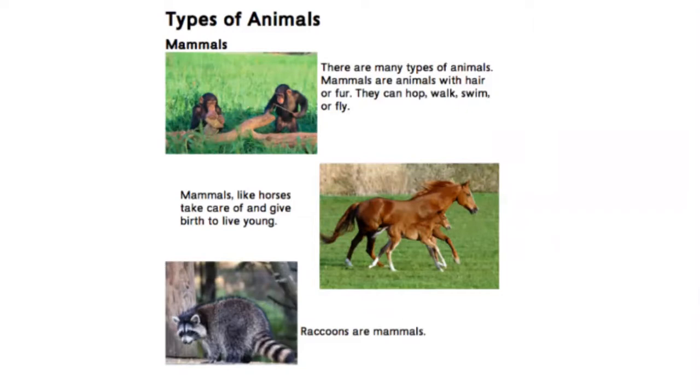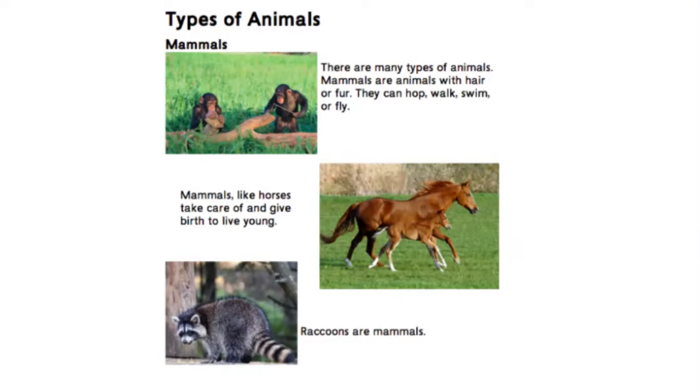So animals are actually broken down into a lot of different types of animals. And those different animals tend to have the same traits. Now, remember, traits are characteristics or certain features or looks that animals have in common.